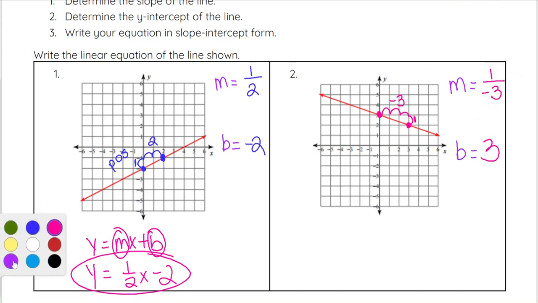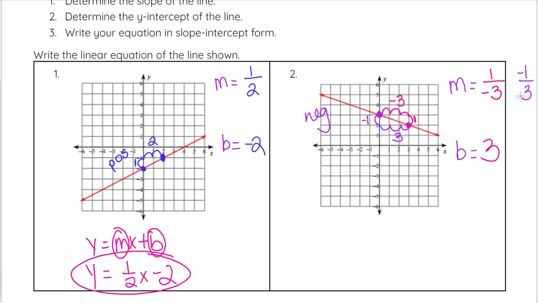Now, I do want to point out a couple things. As you hopefully noticed when you look at this line to begin with, the slope is negative, so it should be a negative slope. Additionally, if you had started at this point here, we would have gone down 1, which is -1, and then we would have gone right 3, which is positive 3. So we still would have had a -1 on top and a positive 3 on bottom.